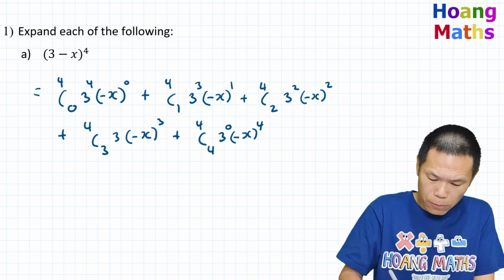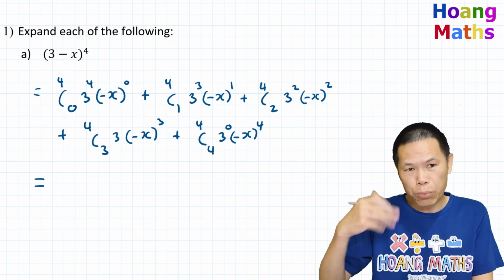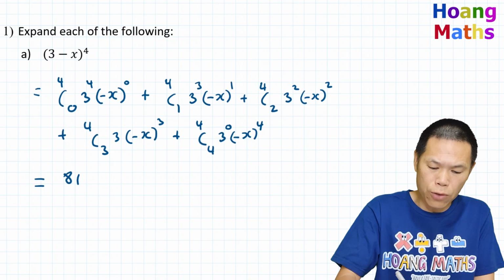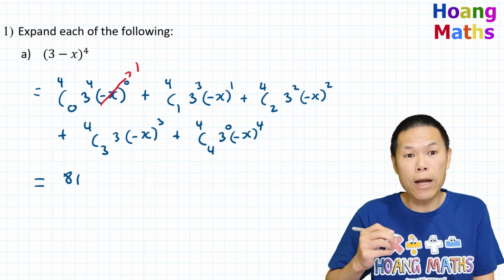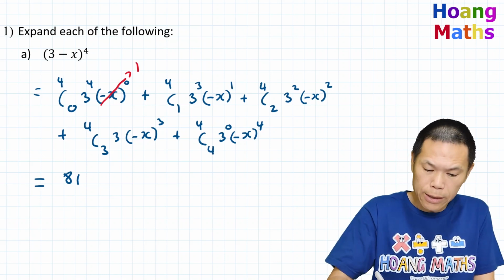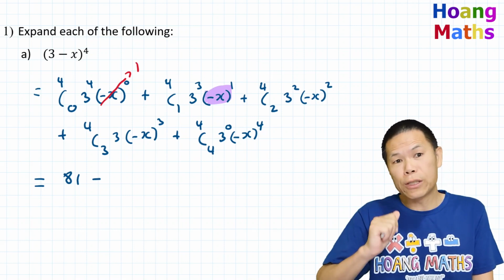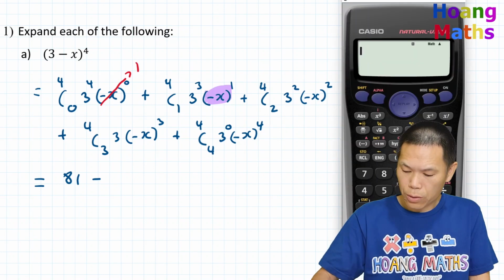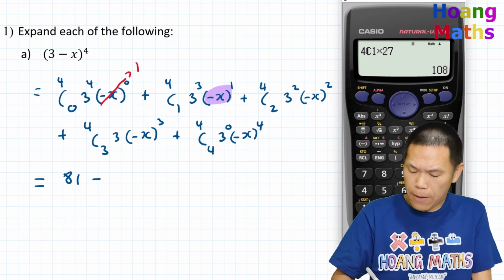So that is equal to 4C0 is 1 and 3 to the power 4. You put that in a calculator, you should get 81. Okay, so 81. And we know that negative x to the power of 0 is 1. So the first term is 81. And the second term is negative x to the power 1, so you should get a negative. And 4C1 times 3 to the power 3. Let me just put that on a calculator. So just go 4C1 times 3 to the power 3. So that is times 27, so 108.